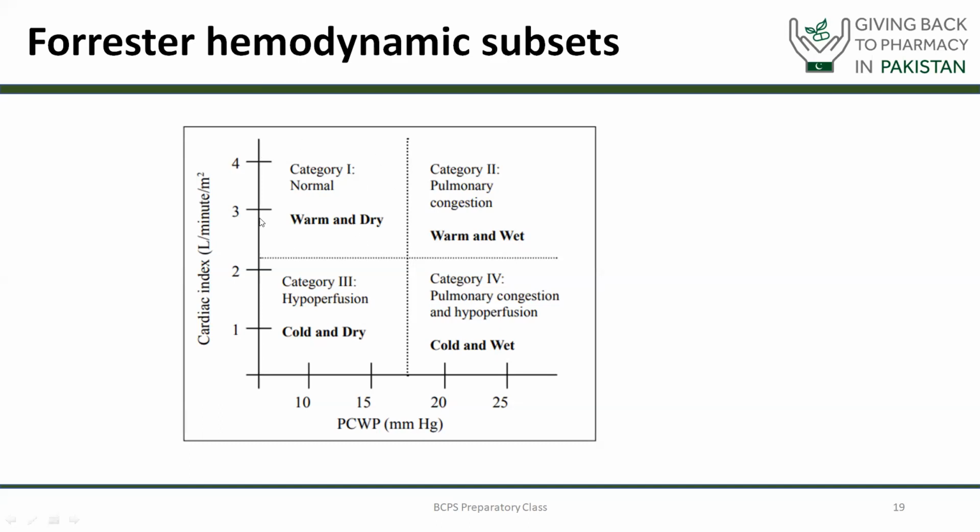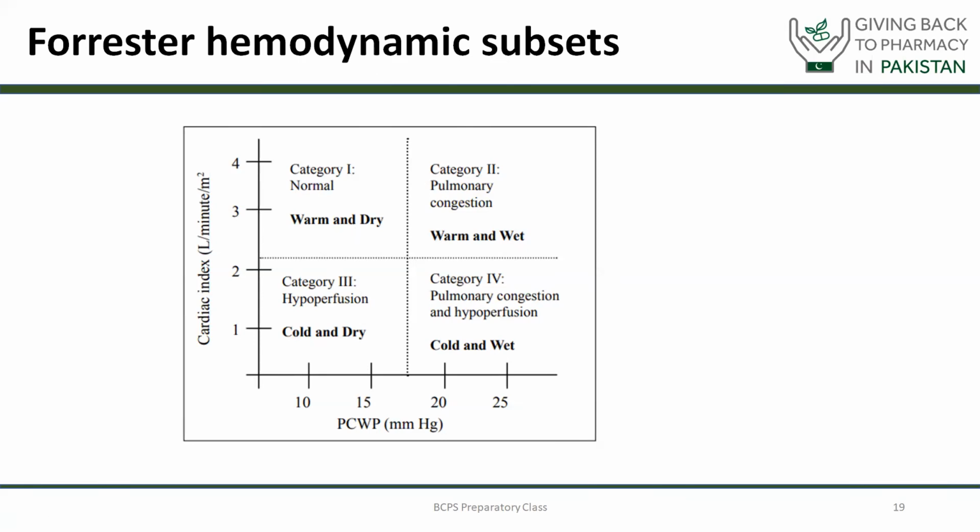Basically, the normal box is this box, warm and dry. This is the normal category 1. For this one, the cardiac index should be from 2.2 to almost 4, and the pulmonary capillary wedge pressure should be from 8 to about 16. So this is the ideal box in which the body should maintain the heart.